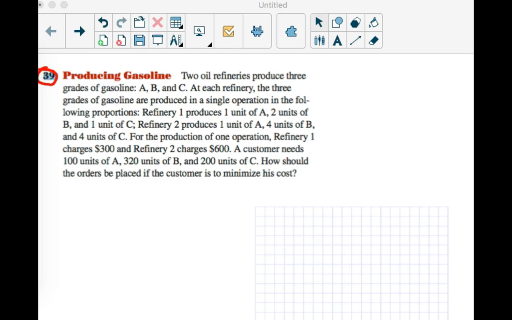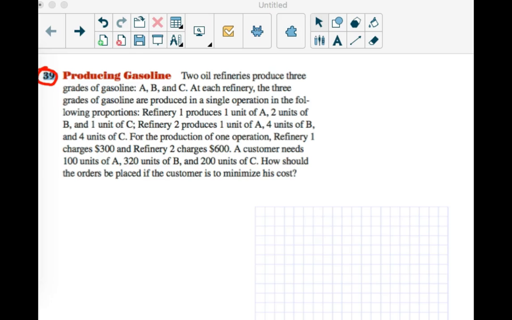Problem number 39 says producing gasoline. We have 2 oil refineries that produce 3 grades of gasoline. So right away that gets me thinking, if I only have 2 oil refineries, that's probably my X and Y, but I'd better keep reading here.